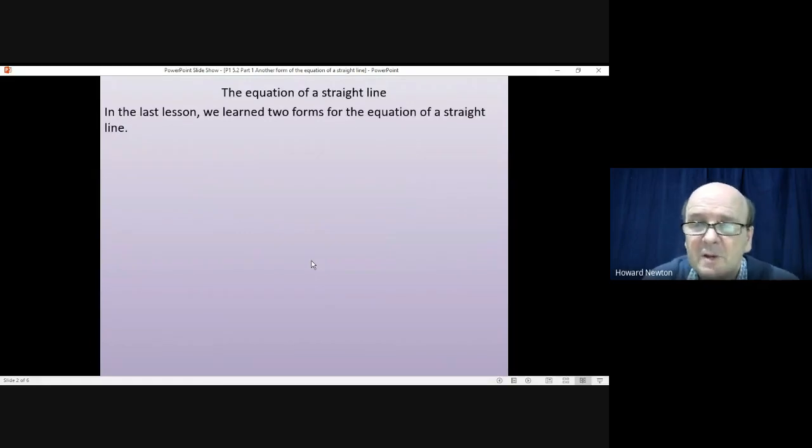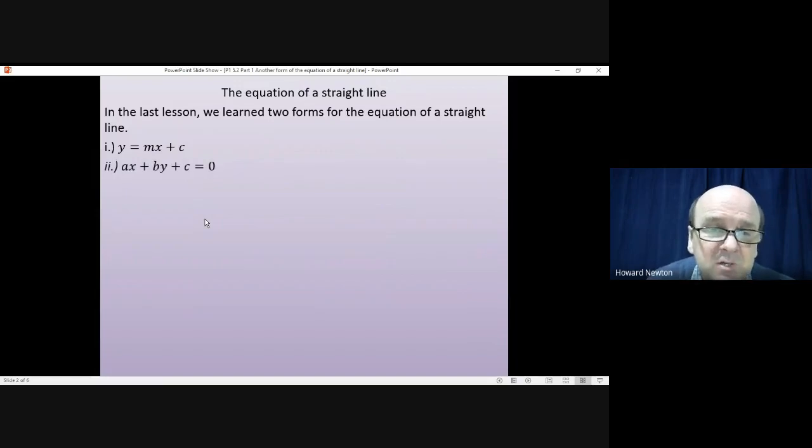In the last lesson, we learned two forms for the equation of a line. There's the standard form, y equals mx plus c, where m is the gradient of the line, and c tells you the y-intercept, where the line intersects the y-axis. Rearranging that, you can choose to write an equation in the form ax plus by plus c equals 0, where a, b, and c are all integers.